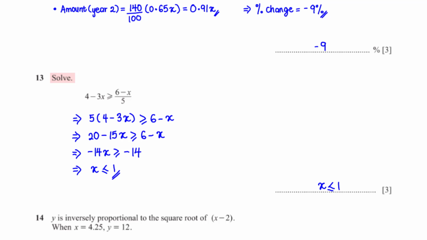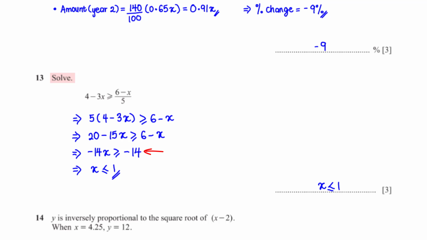Solve 4 minus 3x is greater than or equal to 6 minus x over 5. When we multiply both sides of the inequality by 5, this is what we have. When we expand the brackets, 5 times 4 is 20 and 5 times -3x is -15x. When we group like terms, this is what we have.